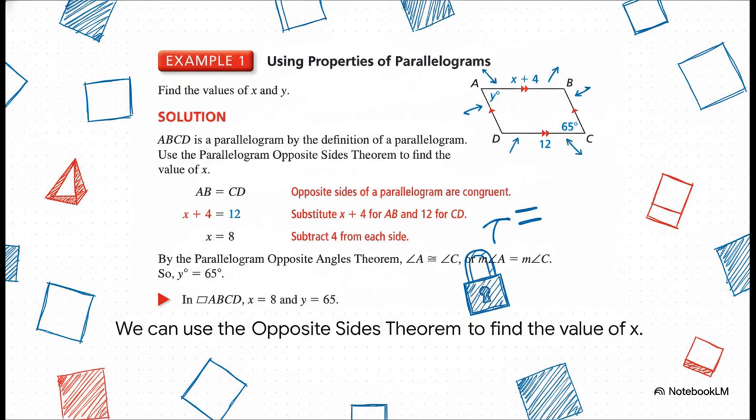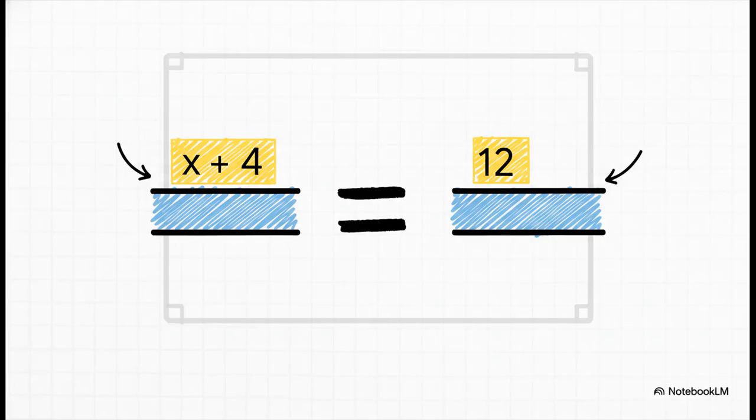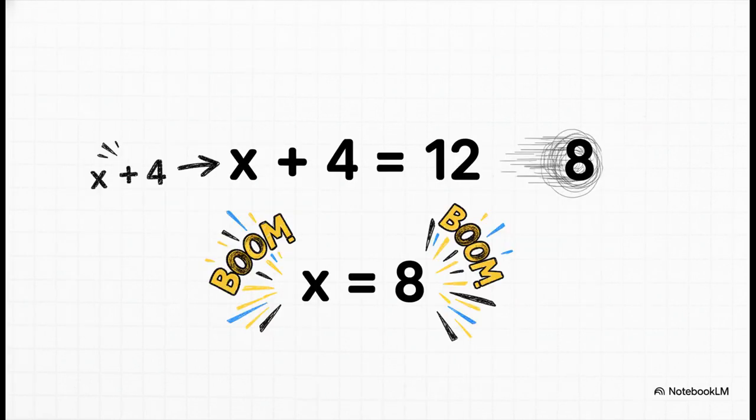All right, let's put that first tool to the test. In this parallelogram, we can see that the bottom side has a length of 12 units. So what does that tell us about the top side, which is labeled x plus 4? Well, since we know those opposite sides have to be equal, we can set up a really simple equation. The top side, x plus 4, has to equal the bottom side, 12. Just a little bit of quick algebra, subtract 4 from both sides, and boom, x has to be 8.